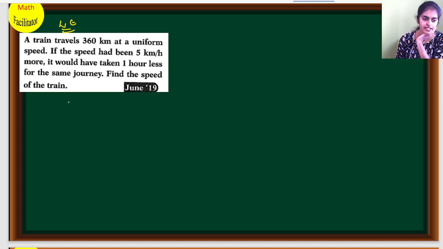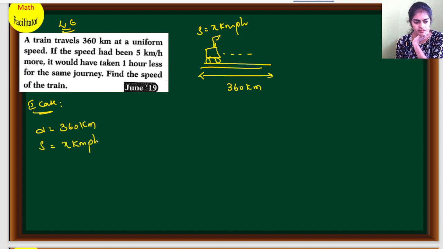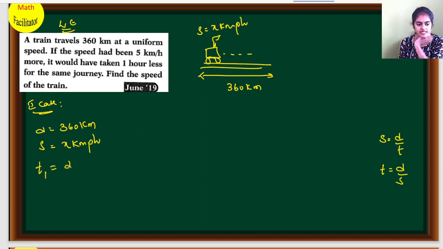Okay, what is given to you? There is a train which is traveling. The distance the train has traveled is 360 kilometer. Let me take the speed of the train as x kilometer per hour. So first case is distance traveled by the train is 360 kilometer, and speed is x kilometer per hour. And you all know that speed equals distance upon time. So what is time? Time is distance upon speed. So let me write here, time in this first case is distance upon speed, or I can write time is nothing but 360 upon x.